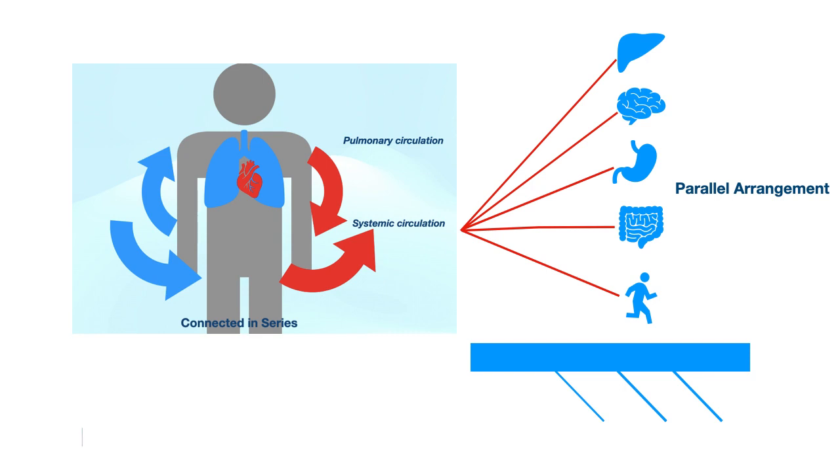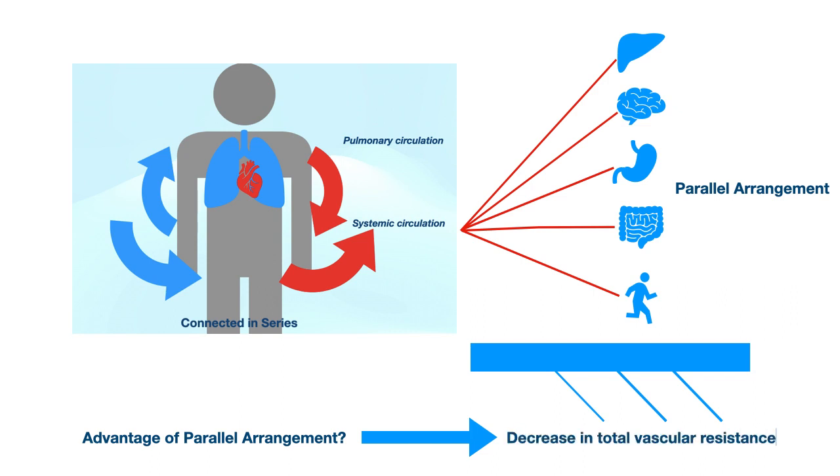Now, this is very essential. What is the advantage of this parallel arrangement? This parallel arrangement ensures that there is a decrease in the total vascular resistance. So this is a big difference between the circulation, which is connected in series through the heart and the lungs, and the circulation to the rest of the body, which is called parallel arrangement. Let's move on to the second big factor.